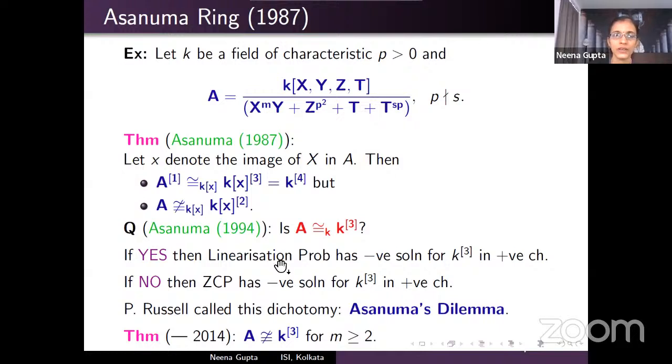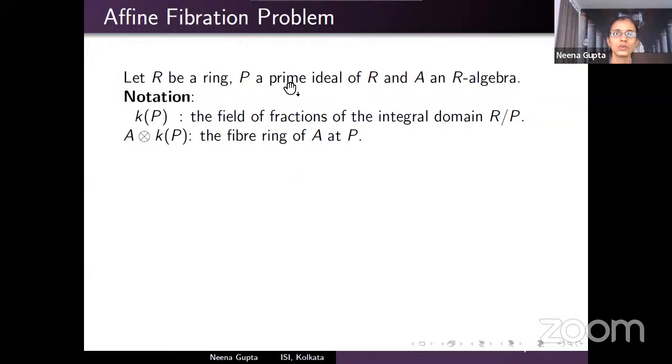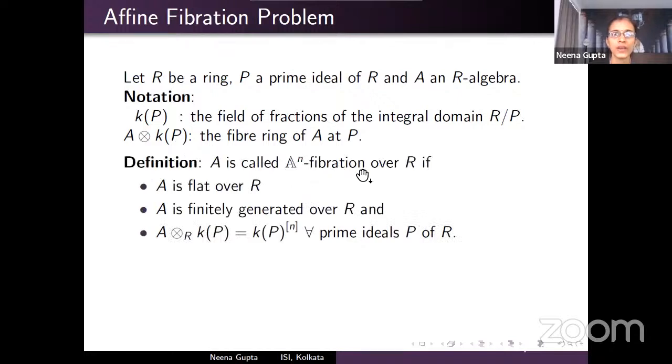Now let me discuss what the affine fibration problem was, because Asanuma was considering this ring in it. So for any ring R and a prime ideal P of R, this notation K(P) will denote the field of fractions of the integral domain R mod P, and A tensor K(P) is the fiber ring of A at P. So geometrically, it denotes the fiber of the R-algebra A at the point P. A ring A is called an A^n fibration, or affine fibration, over R if A is flat over R, it is finitely generated over R, and all the fiber rings of A are polynomial rings in n variables over K(P).